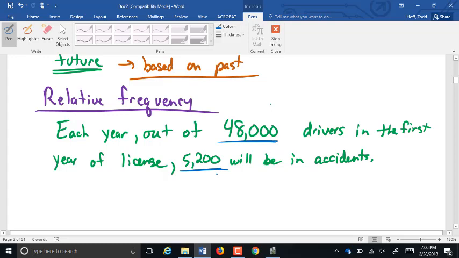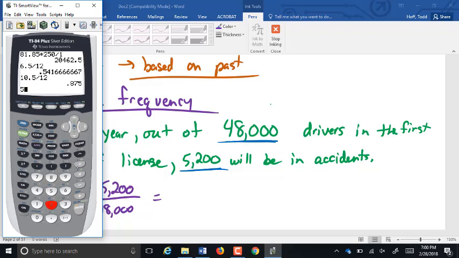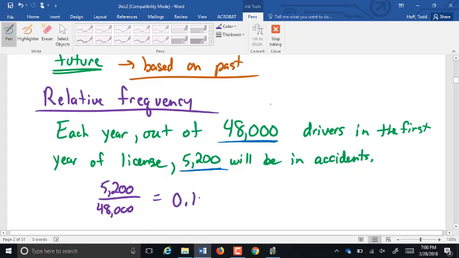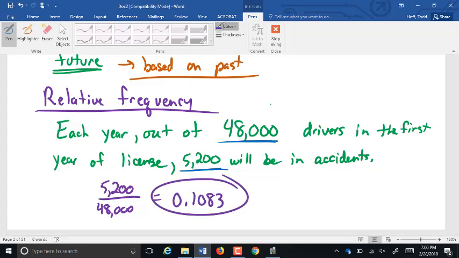So the probability of a new driver having an accident in their first year is just that rate of 5,200 out of 48,000. So 0.1083. So that's the probability that a driver will have an accident in their first year. So just over 10%, almost 11%, will have an accident in their first year. That's probably even a little bit of a low number, by the way.